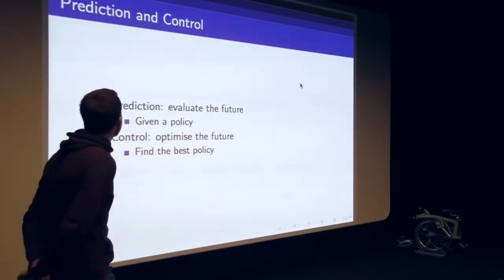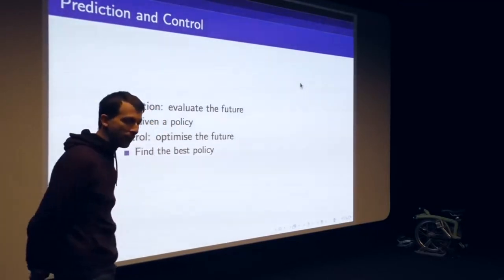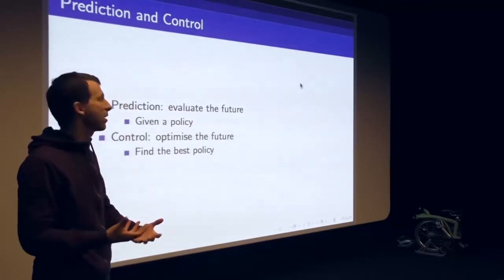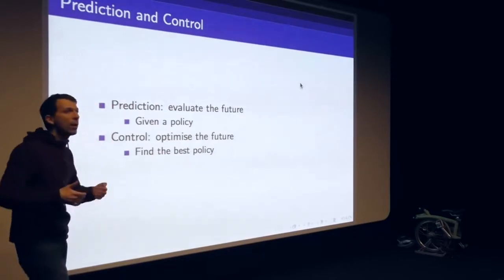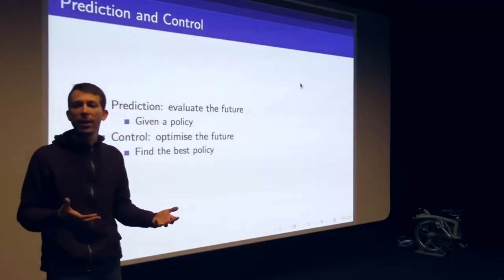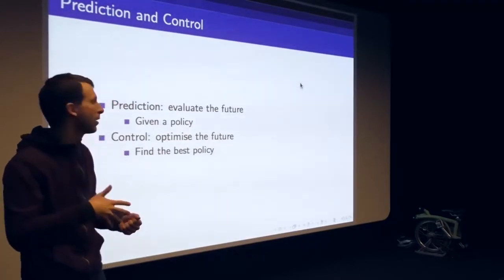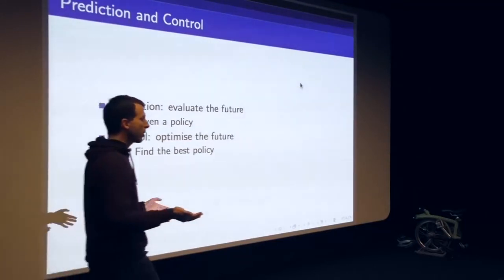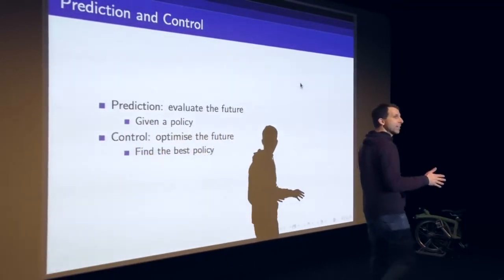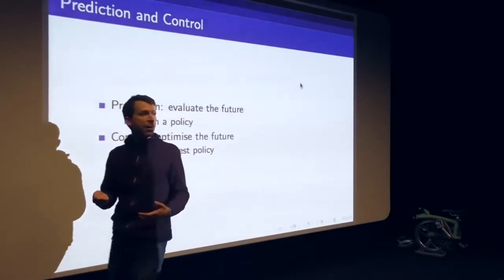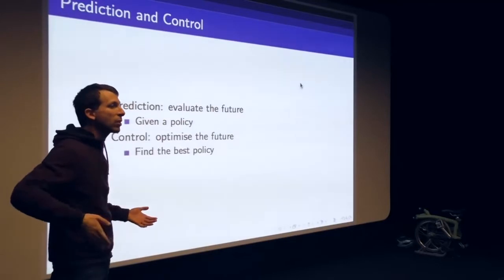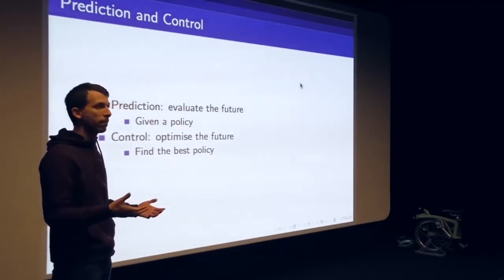The final problem I'll cover briefly is prediction and control. This is another distinction within reinforcement learning. Prediction basically means: how well will I do if I follow my current policy? Someone gives me a policy, and if I walk straight forward, how much reward will I get? That's a different problem to someone asking, what's the optimal policy? Which direction should you walk to get the most reward?